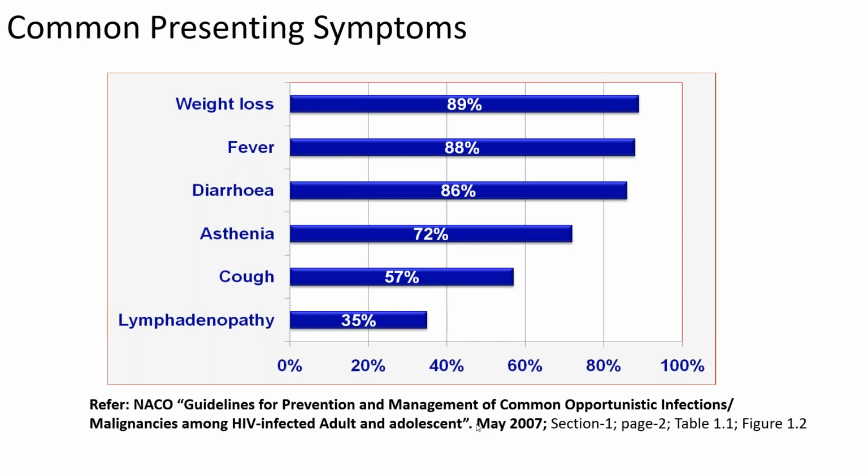The most common presenting symptoms with which PLHIV present with an opportunistic infection are weight loss, seen in about 90% of patients. Almost 90% of them will have fever. Many of them have diarrhea. Almost three-fourths of them will have asthenia. 60% of them will have cough. And almost a third, almost 35%, will present with lymphadenopathy. And these are data from Indian clinics.